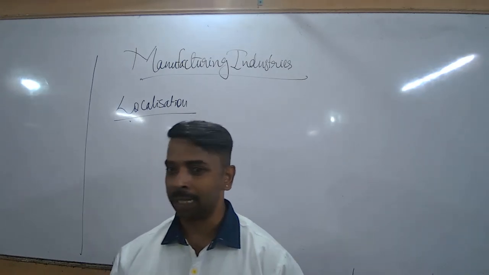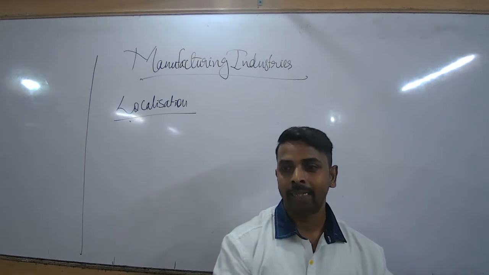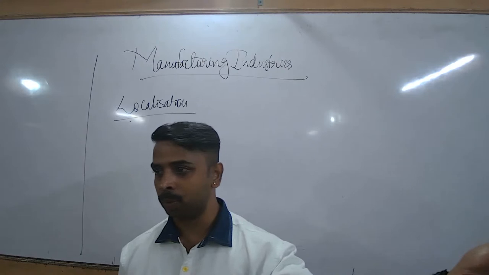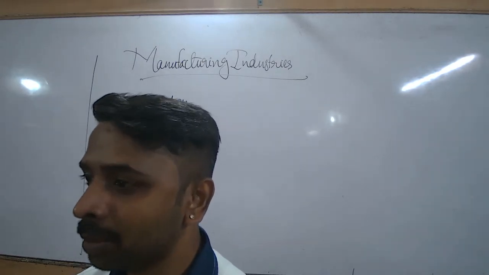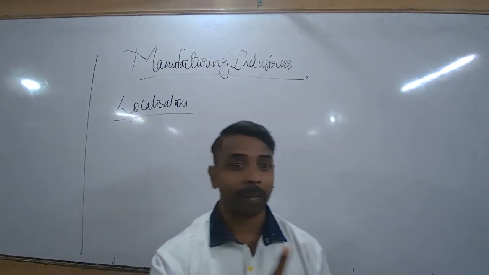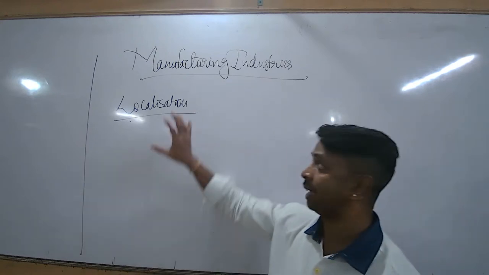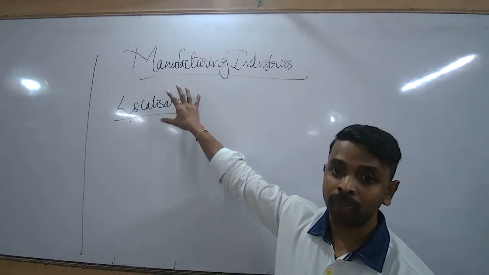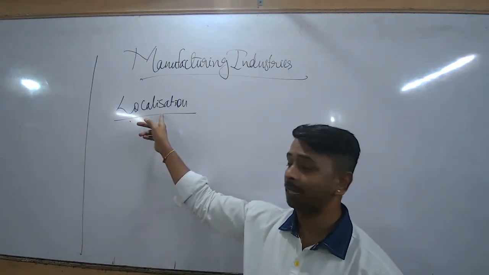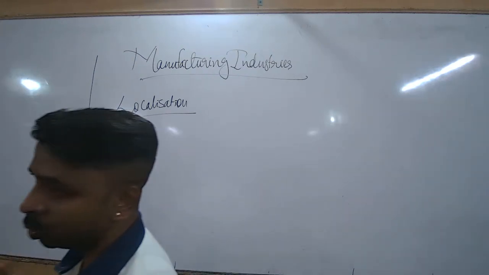Transport, raw material, labor, climate, suitable government policies, etc. So if I say iron and steel is found in Jamshedpur, but Tata has established the industry in Bombay, he can, but what will he have to pay? Transport duties. So every industry has a set of factors based on which it is located in that region only. That is what we call factors of location or localization of an industry.